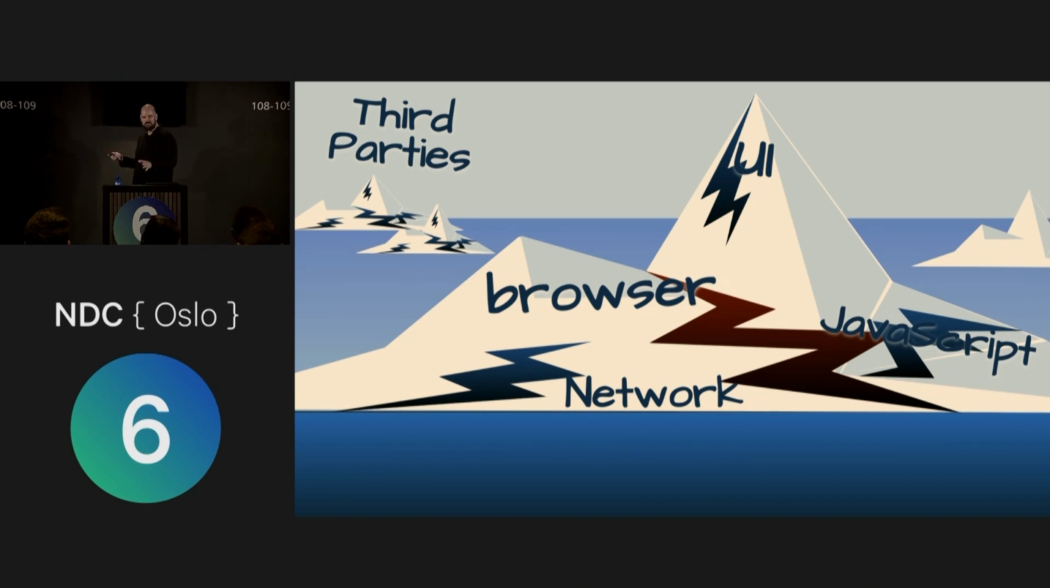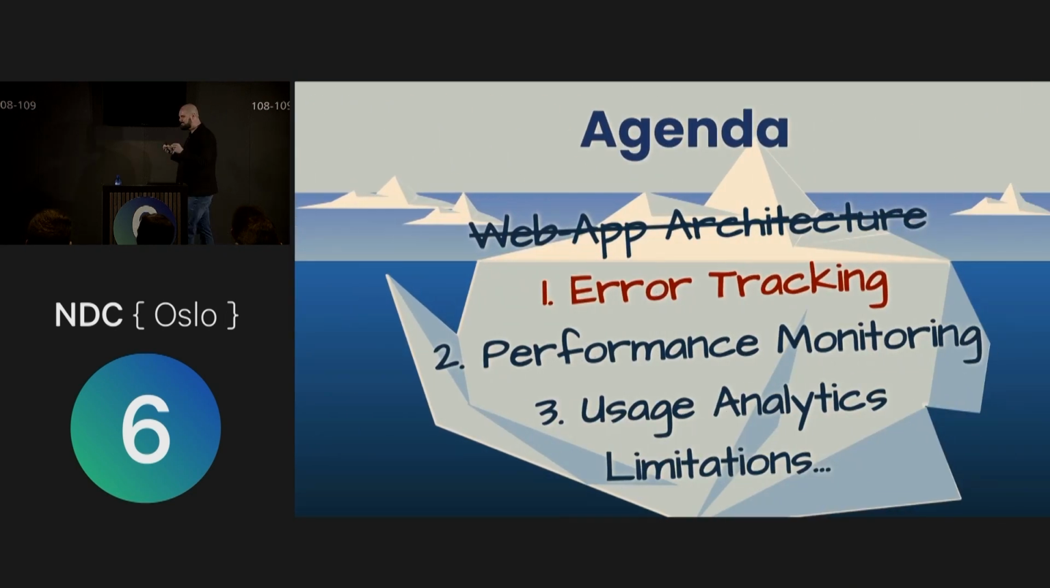So we have this complicated environment of millions and millions of clients that can break in unpredictable ways. But this environment is also paramount to our users. This is the most important thing to them. So what do we do? Let's dig into these three core areas of web app observability. First, let's talk about error tracking.